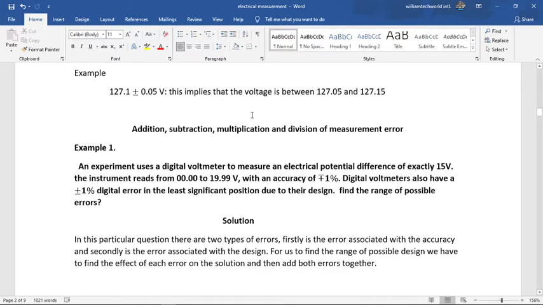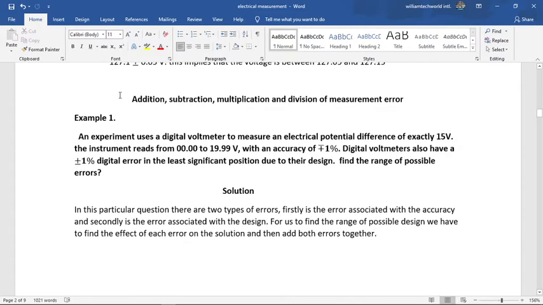Now we're going to look at addition, subtraction, multiplication, and division of measurement errors. How we add them together. When you make some calculations and you have several of these and you need to add them together, there are rules to add them together so that we don't make mistakes and render what you're trying to measure inaccurate.